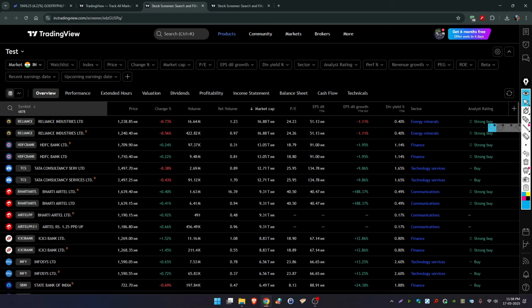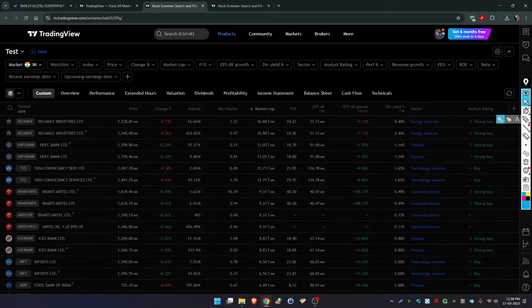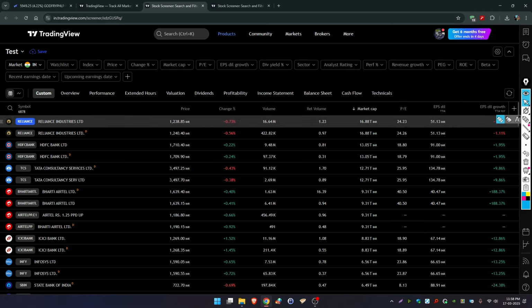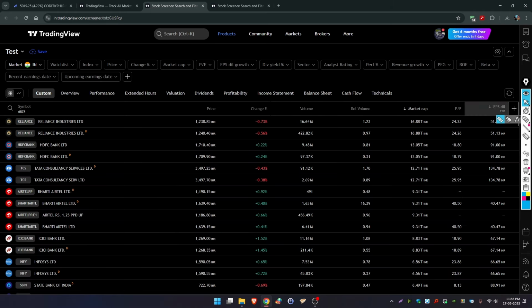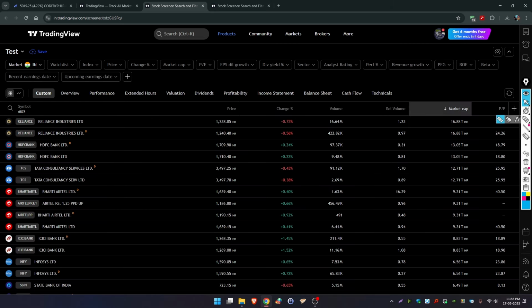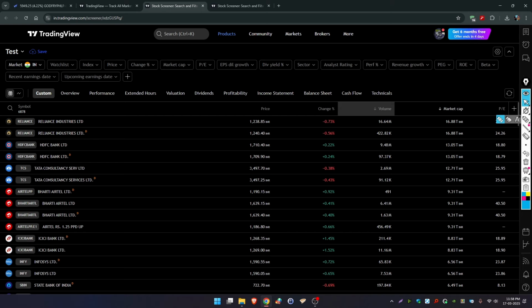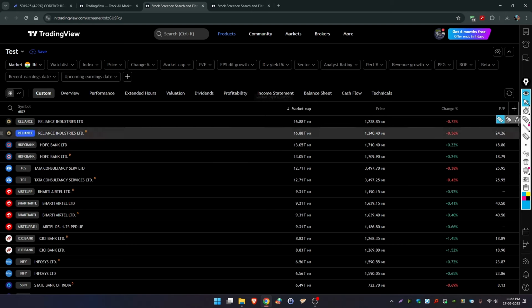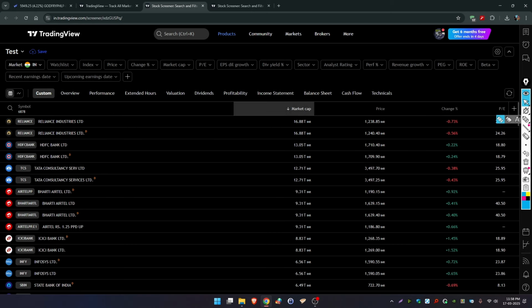We will start with removing this. We don't need any of these. We need some of them. We'll keep some of them, delete the rest. Now we need PE. We need market cap. We don't need relative volume. We don't need volume also. We'll move market cap to the extreme left because I like to position my stocks based on the market cap, right?